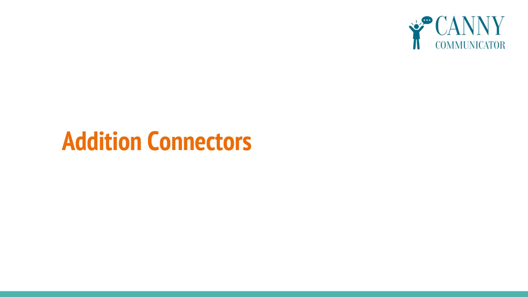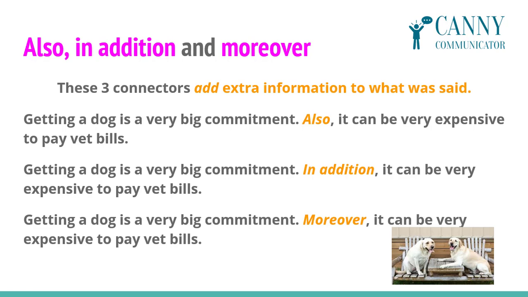Addition connectors. Also, in addition and moreover, are three connectors that we can use to add extra information to what was said. For example, getting a dog is a very big commitment. Also, it can be very expensive to pay vet bills. Okay, you can see I can use these three linkers at the beginning of a sentence followed by a comma. Okay, we are adding extra information to this first sentence here.